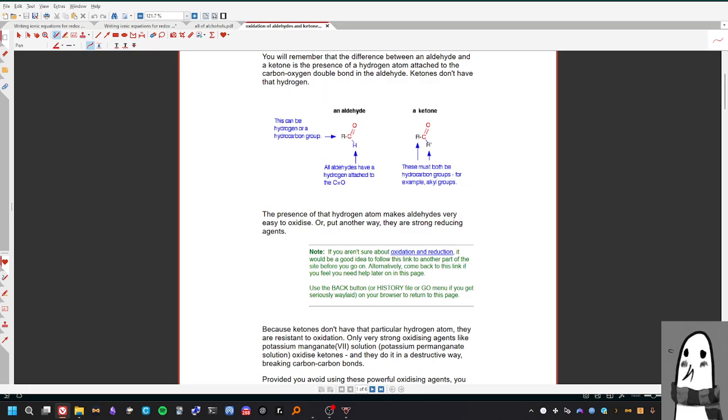Oxidizing agent is a substance which oxidizes something else. Reducing agent is something that removes oxygen from something else. Oxidizing agents give oxygen or remove hydrogen. Reducing agents remove oxygen from another substance and give hydrogen to it.